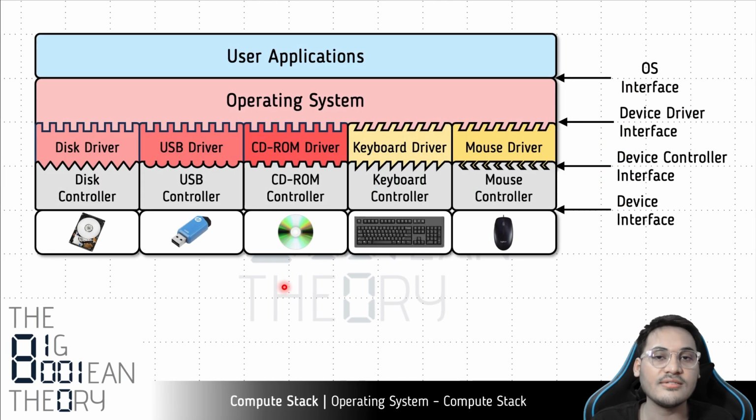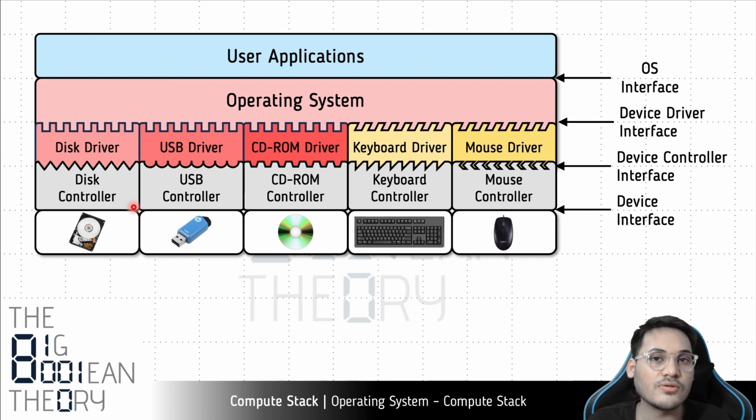Now let us understand what is the challenge with using the IO devices. Here we have a simple system with a few IO devices. This is the disk, this is the USB stick, this is the CD-ROM, keyboard and mouse. With every device, we have a piece of hardware called the device controller that is responsible for managing that device. As you can see, for the disk, we have the disk controller, for the USB stick, we have the USB controller and so on. Now this device controller is very unique to the device that it is managing.